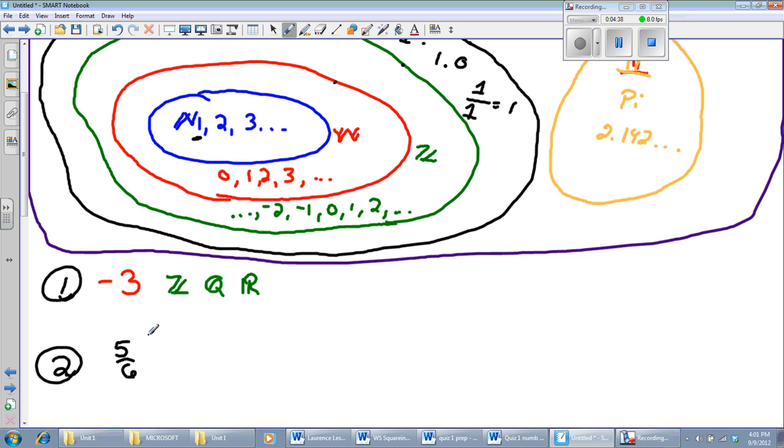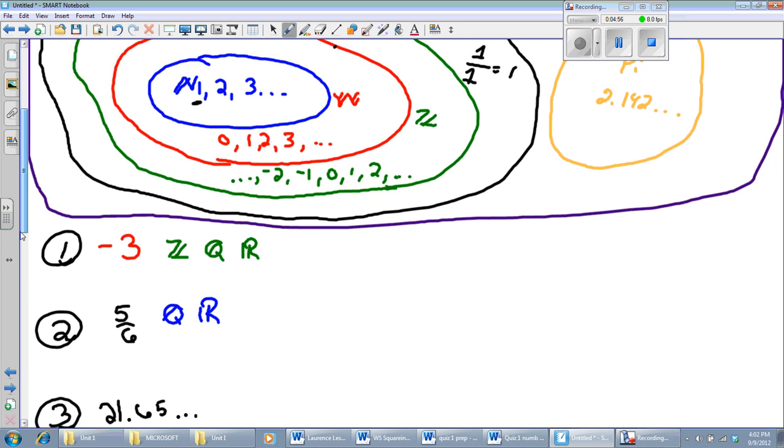All right, 5/6. Natural? Nope. Whole? Integer? No, it's not. It is rational because rationals include all fractions. It can't be rational and irrational, but it is a real number.